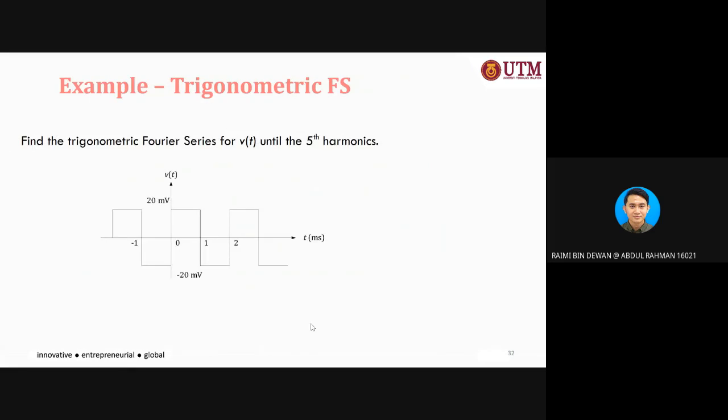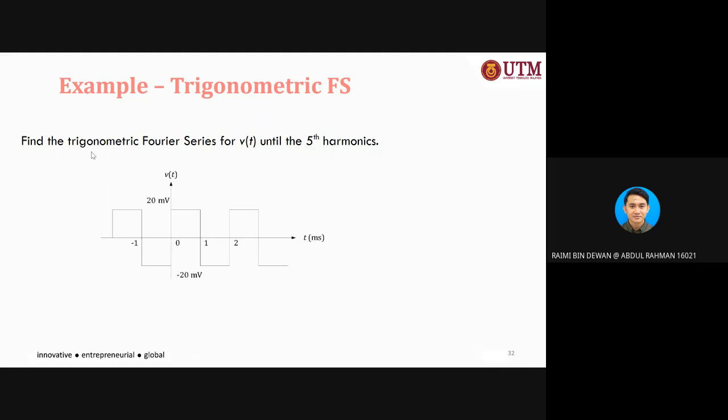The question here: find the trigonometric Fourier series for Vt until the fifth harmonic. You can try this at home. Find the trigonometric Fourier series for Vt until 5 harmonics. So n until what now? 0, 1, 2, 3, 4, 5, what? N is what? So you need to know first what is your value of n.